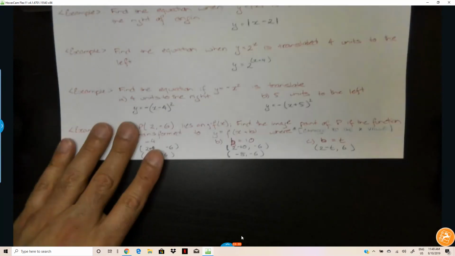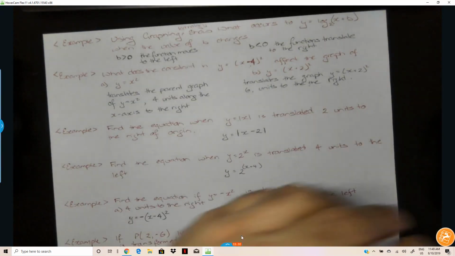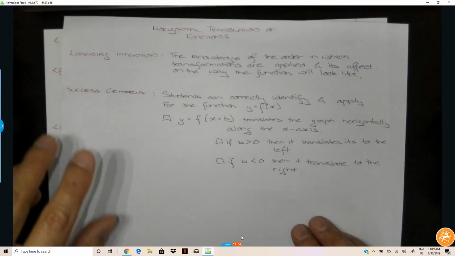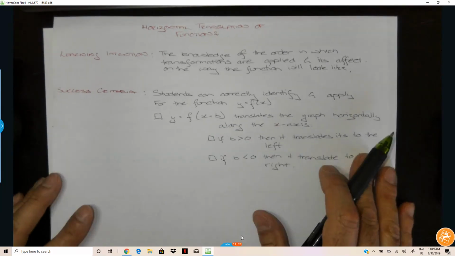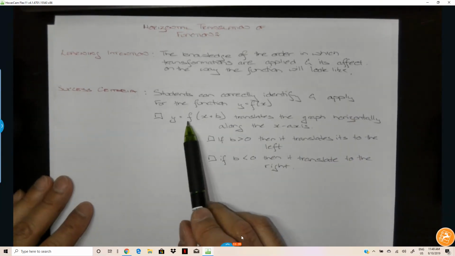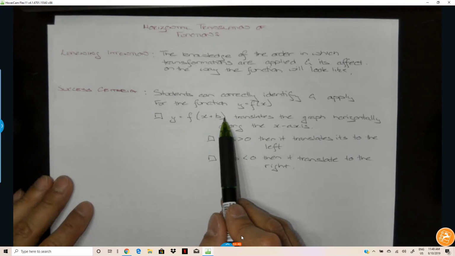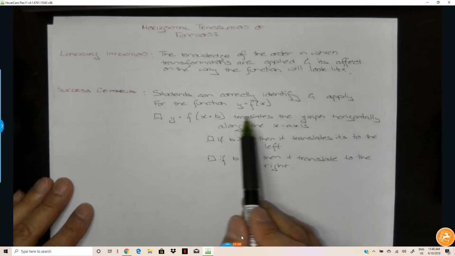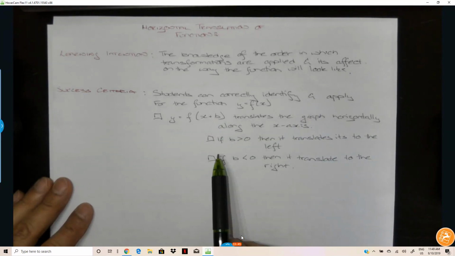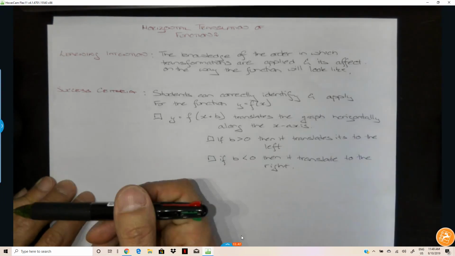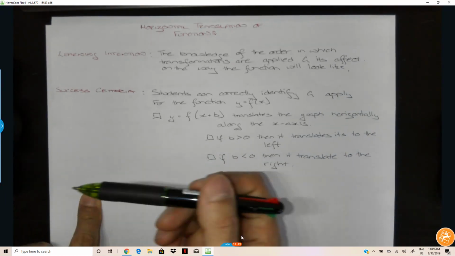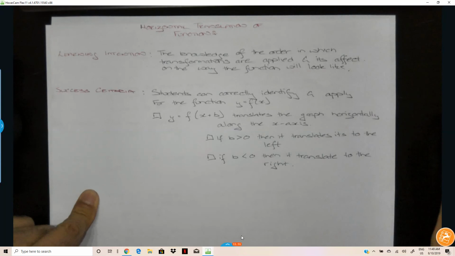All right, so just to remember, if we have a function y equals f of x, then y equals f of x plus b translates the graph horizontally along the x-axis. If b is positive, then we're actually going to go to the left. We're going to do the opposite. And if b is negative, we're going to go to the right. Okay, thank you very much.